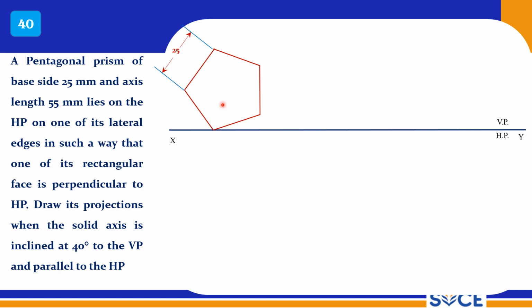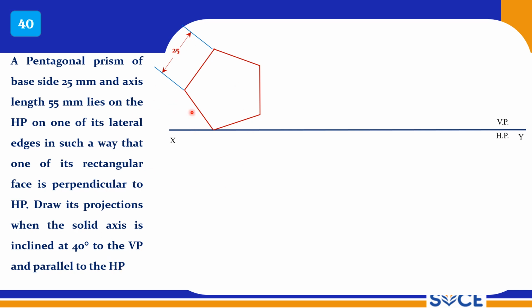That's why if you come in this order, first draw the pentagon in such a way that this edge, right, is perpendicular to HP, and complete the pentagon, and then draw the XY reference line touching this point. There ends your problem. Very simple. You can make it simple in this way. Perpendicular to HP, draw its projections when the solid axis is inclined at 40 degrees to VP and parallel to HP. So this is the problem.